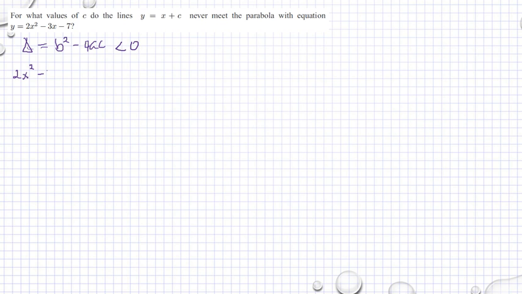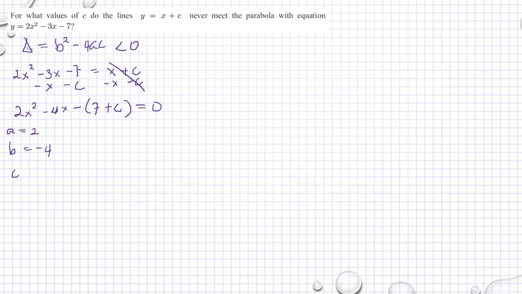Okay, let's start. We equate 2x squared minus 3x minus 7 is equal to x plus c. If we subtract x and c from both sides of the equation, then we have 2x squared minus 4x minus 7 plus c is equal to 0. Then our a is 2, our b is negative 4, and our c is negative 7 plus c.